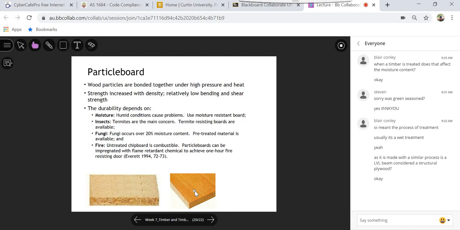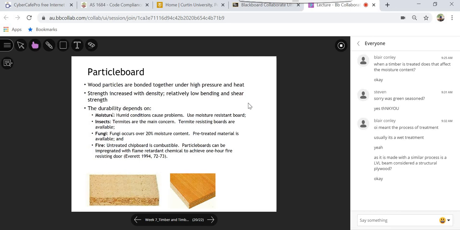So the strength increases if we enhance density, which is a common relationship in any material. When we increase density, strength will be enhanced also. But particle boards don't have a higher bending and shear strength. On the other hand, they can be subjected to attack by moisture, insects, fungi, and fire also.